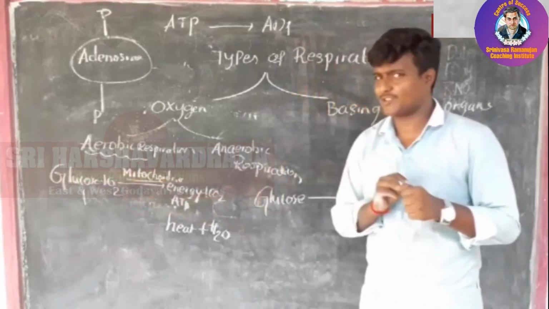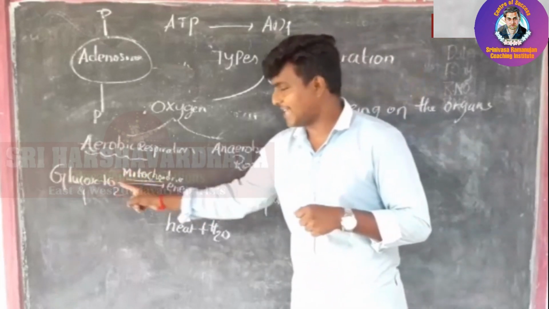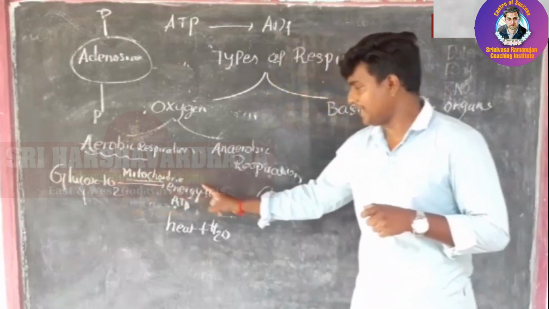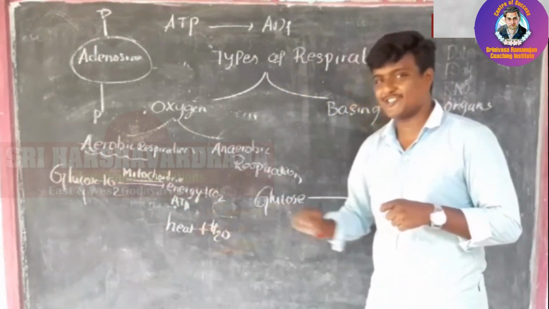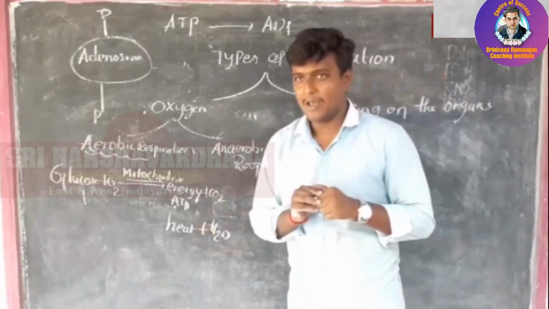The food material breakdown process is done with the help of oxygen, and it liberates energy. So here energy, carbon dioxide, heat and H2O will be released. Okay, you understood that.